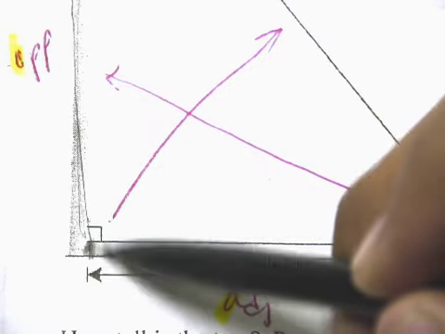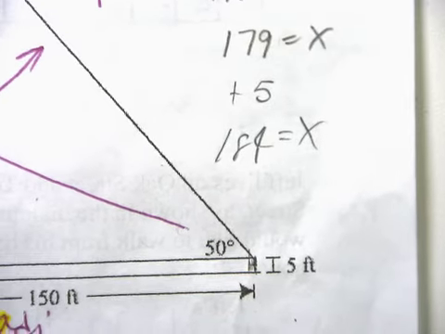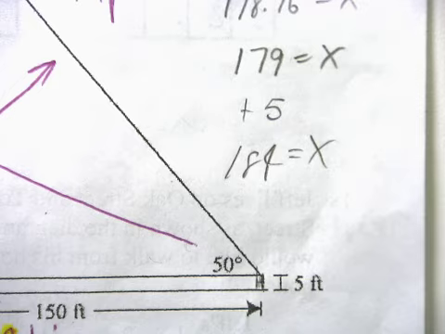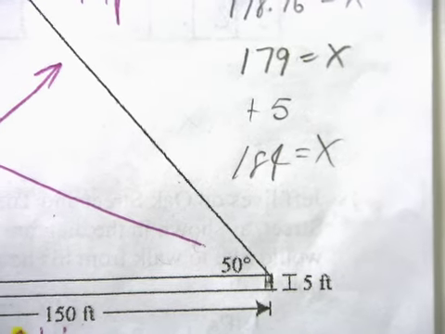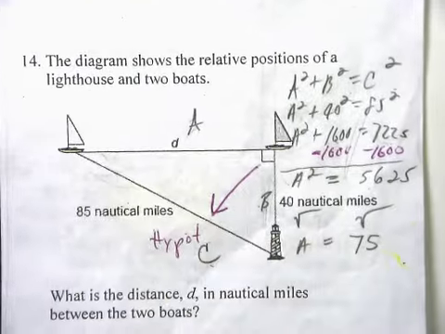But don't forget the base goes down another 5 feet. And that's why you add them together. 179 plus 5 gives you 184, which is the height of your tree. A little trick there at the end, just something to watch out for. Let's move to question number 14.